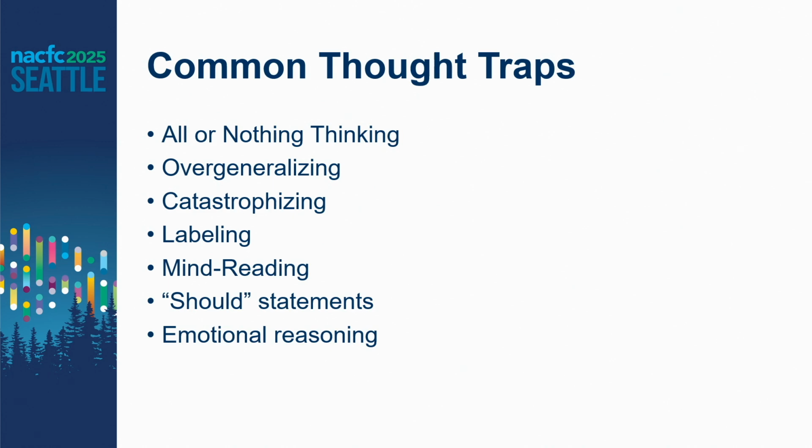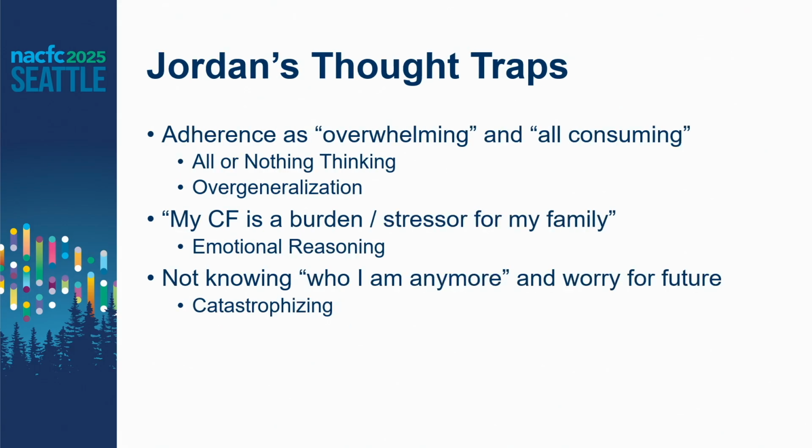Okay. Should statements, again, that kind of absolute thinking, we want to supportively challenge it. It doesn't have to be a should. It could be helping reframe. And again, emotional reasoning, our thoughts driven by emotion, but not realizing that's the driving force. So what could be thought traps that Jordan is experiencing?